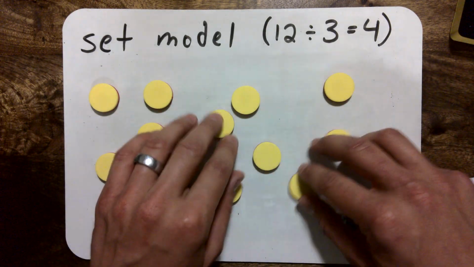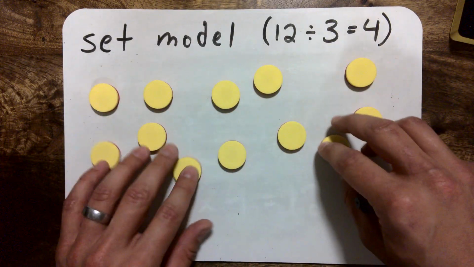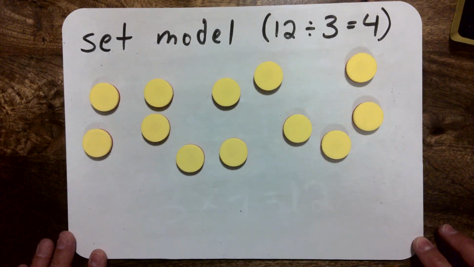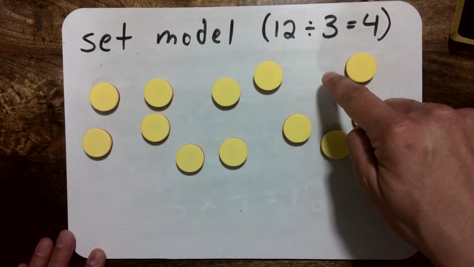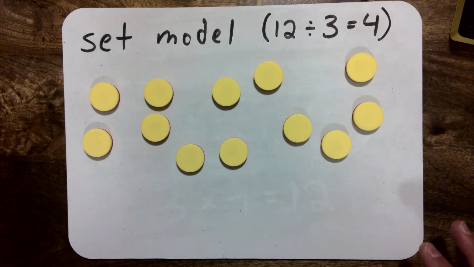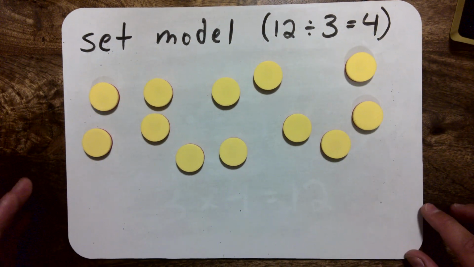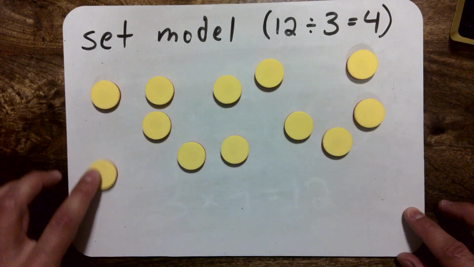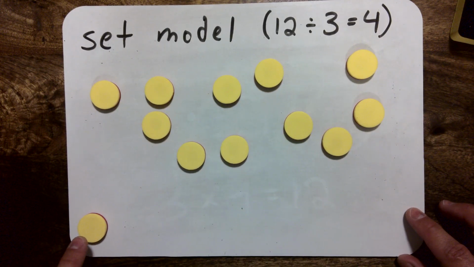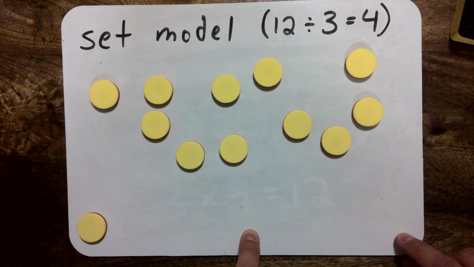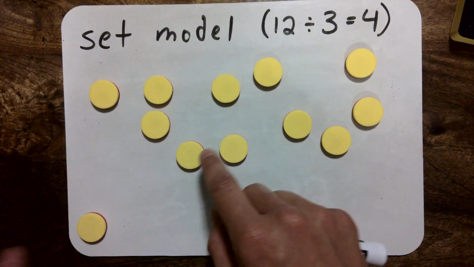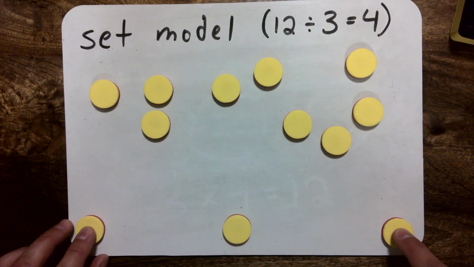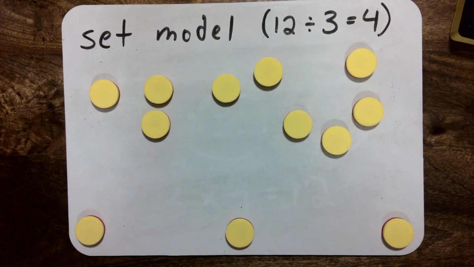So here we have 12 counters. You can use any sort of object for the concrete model. If I want to divide this into 3 groups, and let's say I don't know that it's actually 4, the process students would move through is to have one group over here, one group in the middle, and one group on the far right. I'll put one counter into each group. That's the first step or stage.